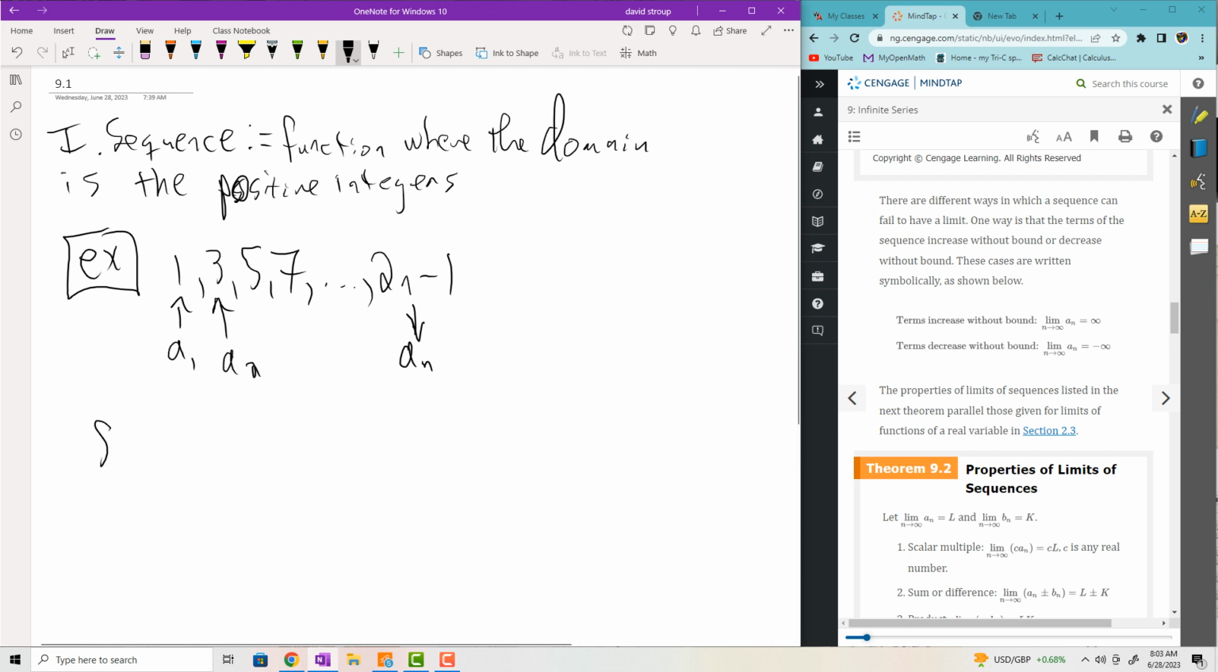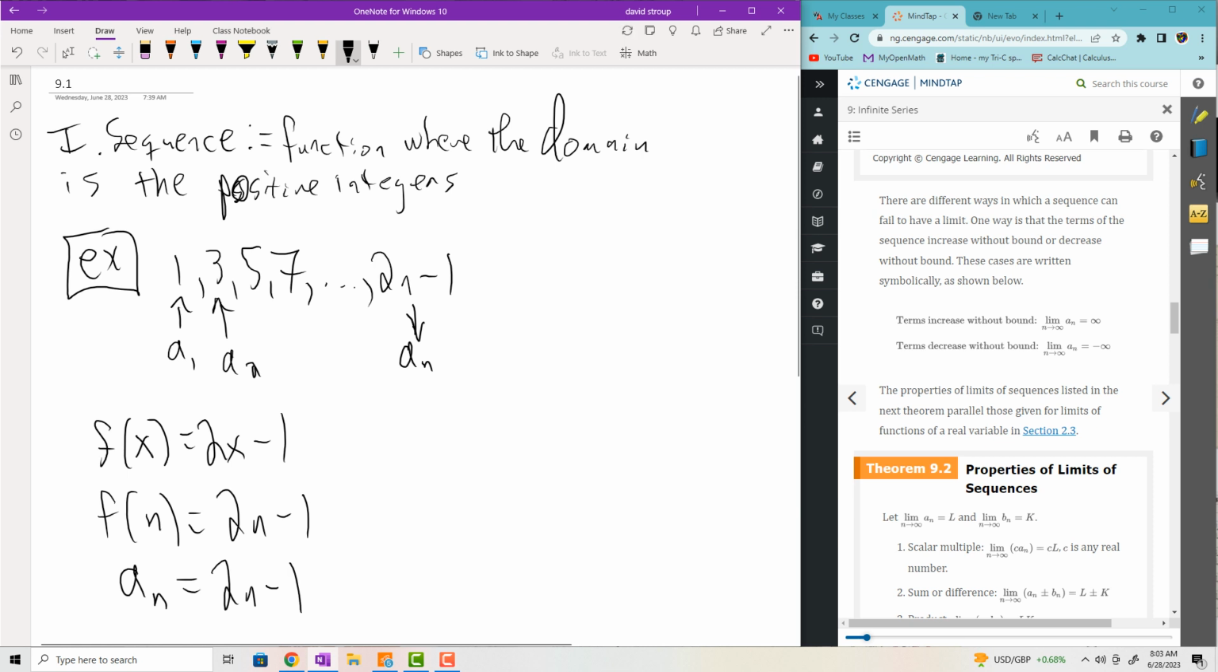Normally, in functional notation, we may write something like f of x equals 2x minus 1. But I think the idea with sequence notation is that we don't want to use x because that might be confused with the real numbers. So we just restrict it to this other variable n, so it's more like f of n equals 2n minus 1. And then instead of writing f of n, we write a sub n equals 2n minus 1. But it really is just a function restricted to a domain of integers.